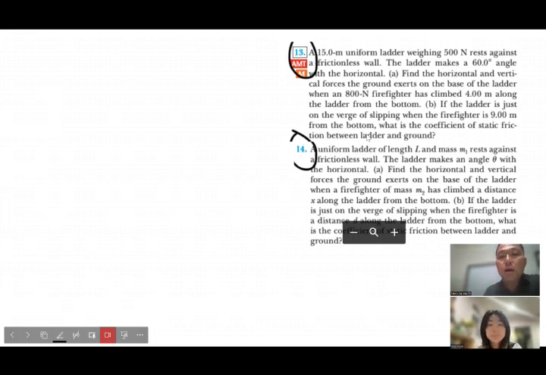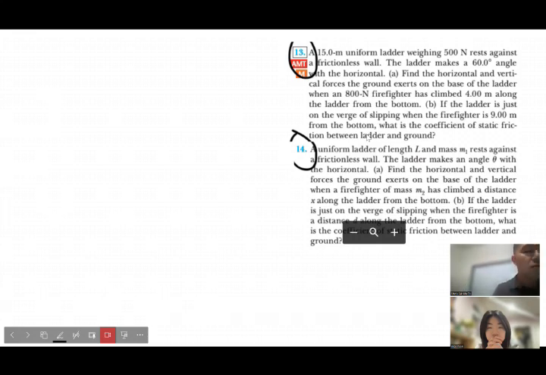the 15 meter uniform ladder weighing 500 Newton rests against the frictionless wall. The ladder makes a 60-degree angle with the horizontal. A, determine the horizontal and the vertical forces the ground exerts on the base of the ladder when an 800 Newton firefighter has climbed 4 meters along the ladder from the bottom. B, if the ladder is just on the verge of slipping when the firefighter is 9 meters from the bottom, what is the coefficient of static friction between the ladder and the ground?